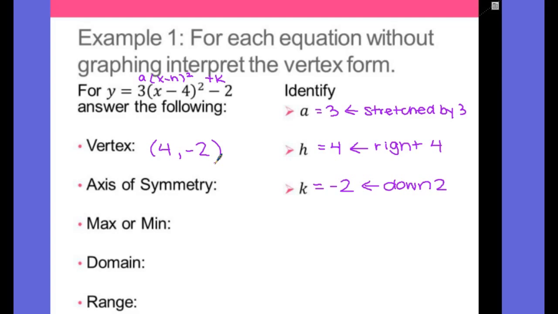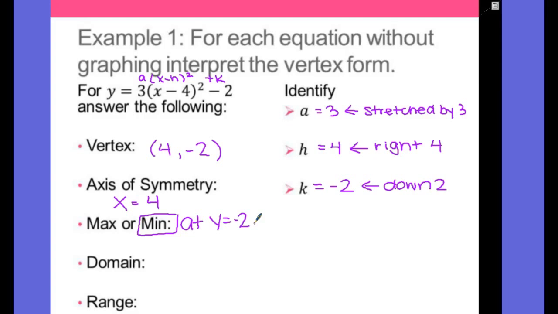The axis of symmetry is always x equals h. Well, h is 4. If A is positive, I have a min. If A is negative, I have a max. So A is positive, therefore I have a min, and the smallest value that this graph will ever reach is negative 2. So I have a min at y equals negative 2.